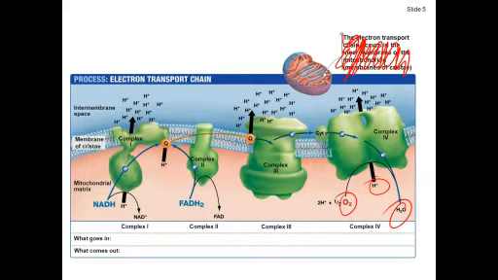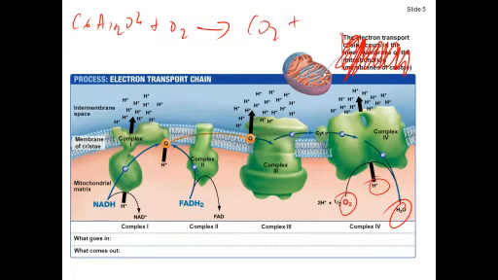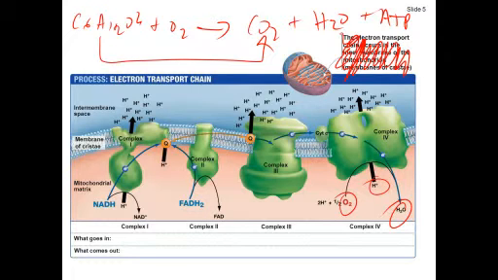So here you have C6H12O6 plus oxygen yields CO2 plus water plus ATP. Well, we've talked about this already. That was glycolysis through the Krebs cycle, where we oxidize glucose to CO2. Now we're talking about taking the oxygen that we breathe and reducing it to water. That's what's taking place here.